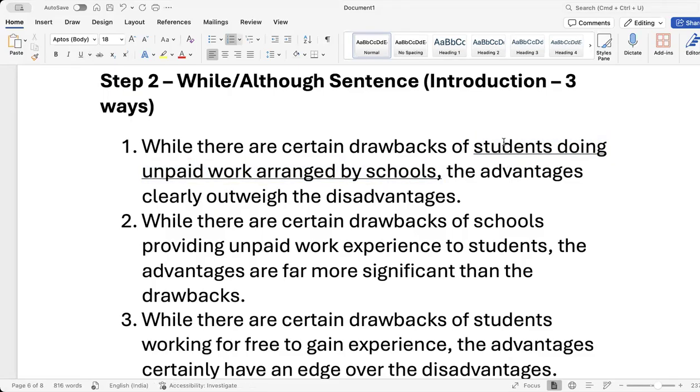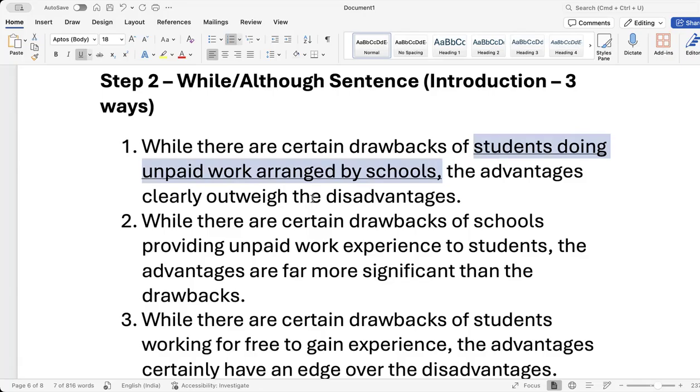Here, I want to tell you a basic mistake that students make. Students don't write doing, they write do. Don't make it do. Your main verb is are. This is not a verb. You have to make it the gerund form. You have to convert it. So students doing, the gerund form. I'm saying there are certain drawbacks of this topic. I have to make it like a topic. It should not be a sentence. So, students doing unpaid work arranged by schools is the topic.